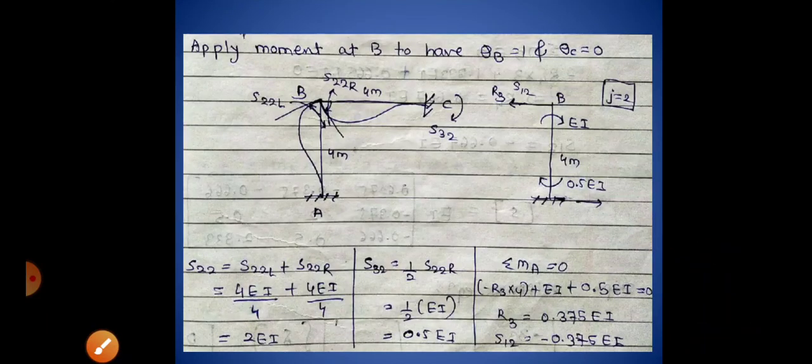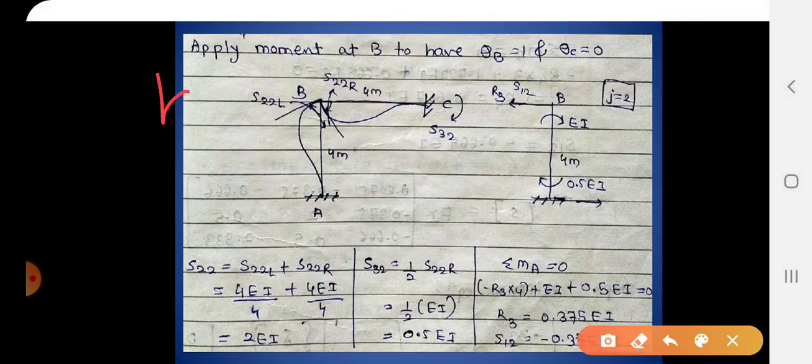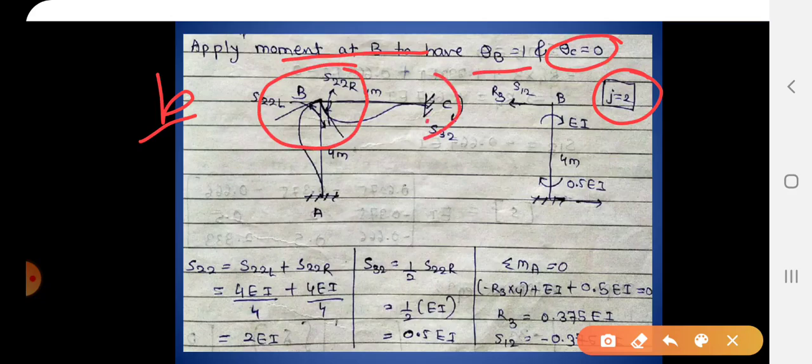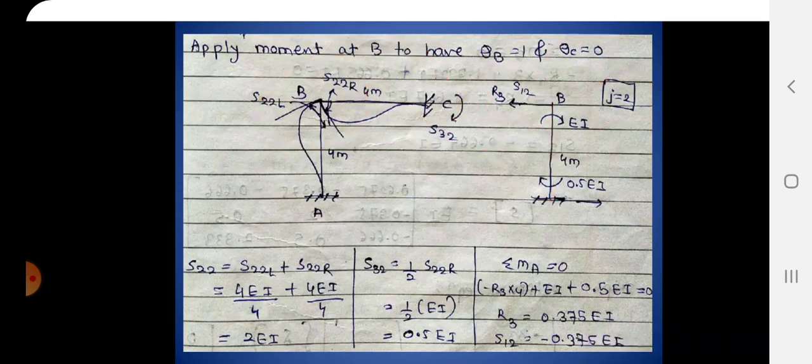Now take part B, and J is equal to 2. The second redundant is theta B. Therefore, apply a moment at B to produce theta B equal to 1 and theta C equal to 0. Therefore, the moment at B will be S22 and the moment at C will be S32. Again, considering the free body diagram of column AB, you will get the value of S12. First you will get the value of R3, and S12 is minus R3.